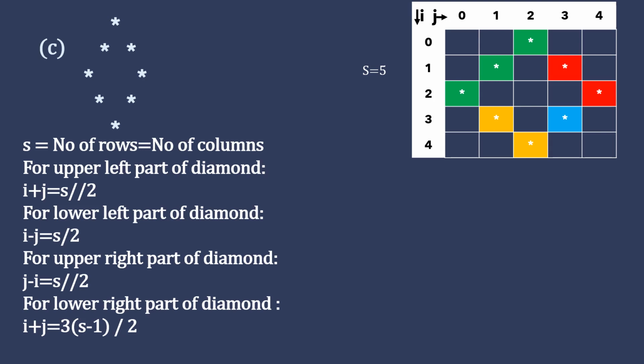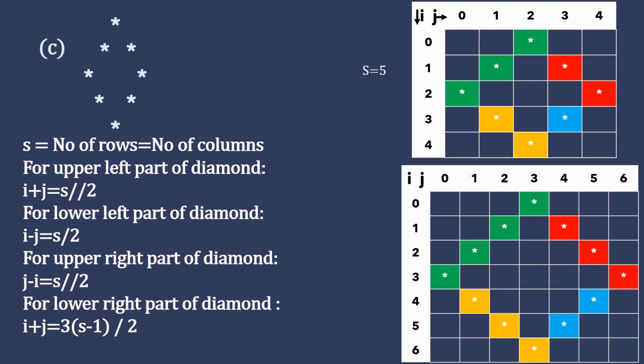Then for the lower right part of the diamond, here you can see there is one cell which is colored blue. There you can see the condition can be like this: i plus j is equal to 3 into s minus 1 divided by 2. i plus j is 3 plus 3, that is 6. Here s is 5, so s minus 1 is 4. So 3 into 4 is 12, 12 by 2 is 6. So if you add i plus j, then you'll get this condition to be satisfied.